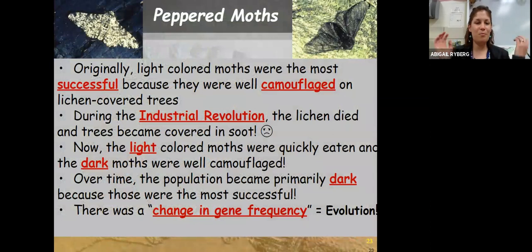Okay, so to put it all together in your notes, originally the light colored moths were the most successful because they were well camouflaged on the lichen covered trees. Then during the Industrial Revolution, the lichen died and the trees became covered in soot. Now the light colored moths were quickly eaten and the dark moths were well camouflaged. Over time, the population became primarily dark because those were the most successful. So there was an actual change in gene frequency, which is what we call evolution.